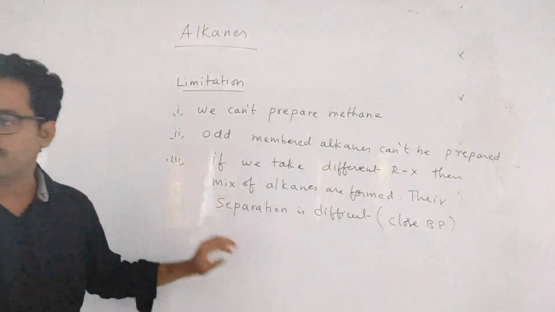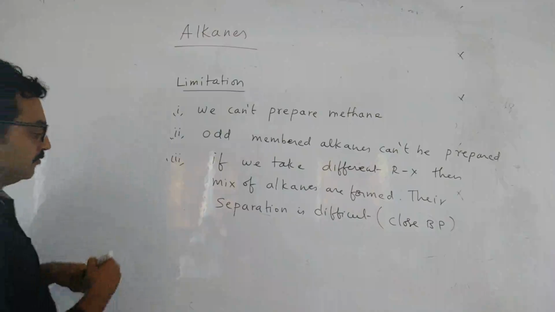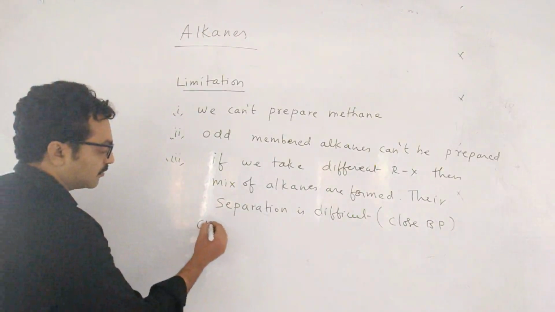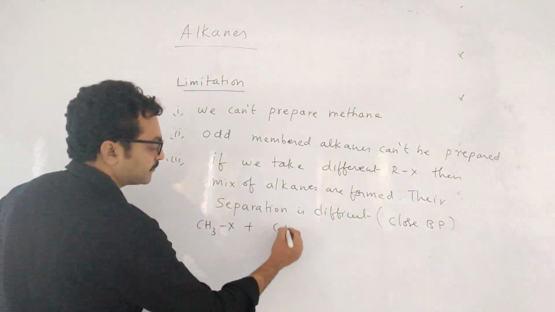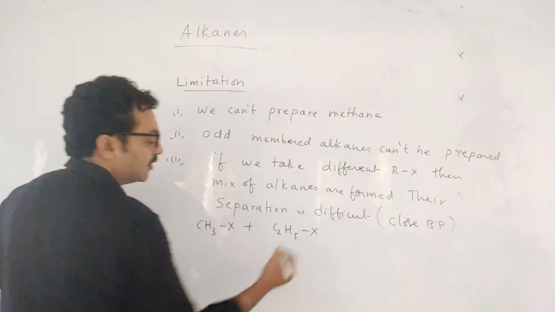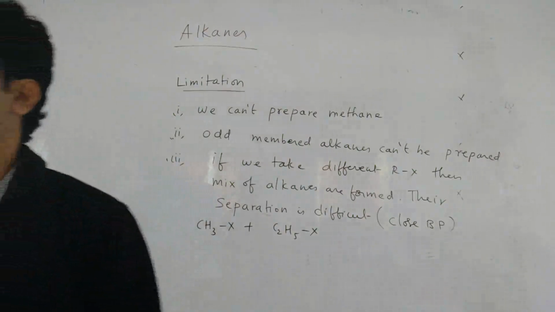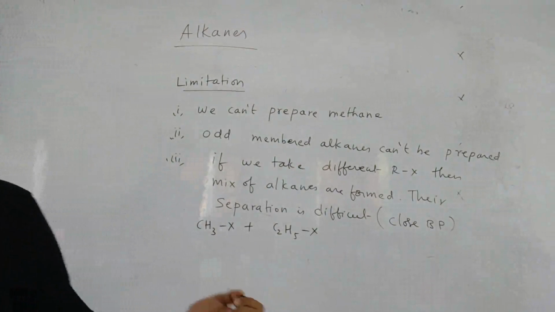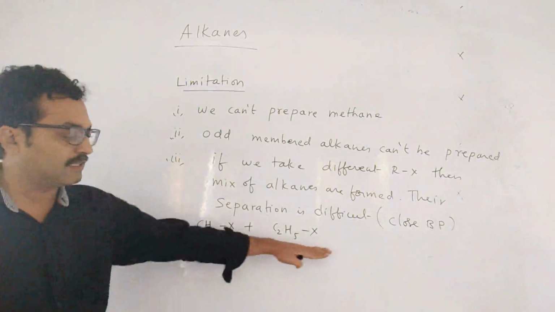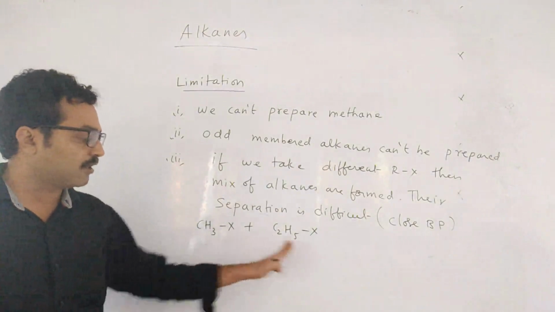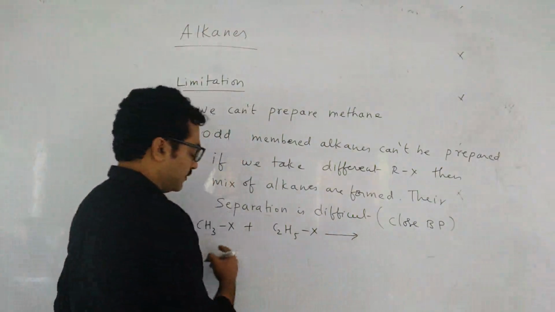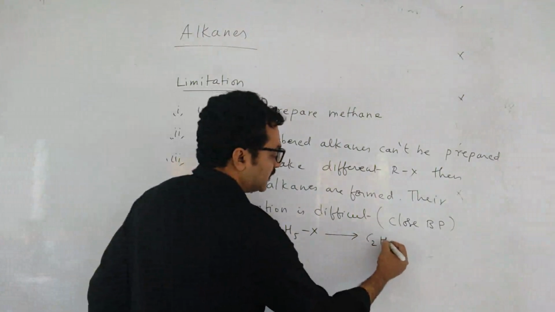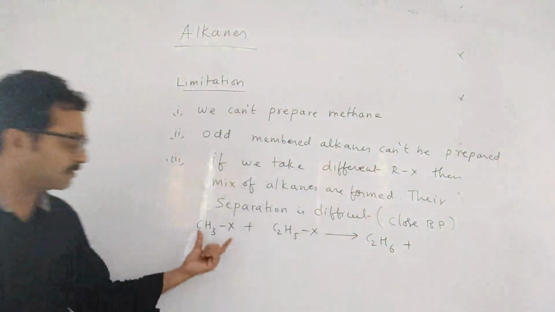So if you take two different things, then what happens? We will see. Methyl halide and ethyl halide I am taking. Two different things. You may expect propane here, right? Because methyl has 1 carbon, ethyl has 2 carbons. On combination of these two you would get propane. But in this reaction, it will also form C2H6 because of these two molecules.